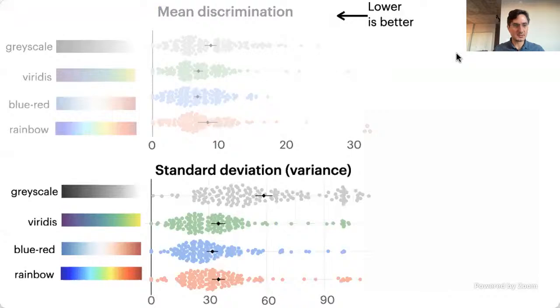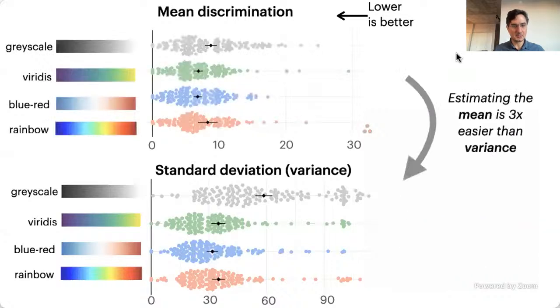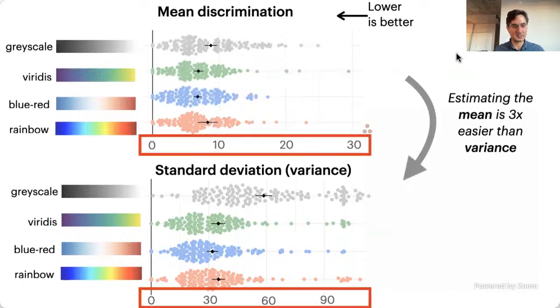If we look at the standard deviation, on the other hand, we see a more pronounced difference here. And here again, grayscale is the least effective, and instead we get better estimation with a multi-hue or a diverging or even a rainbow scale. The most pronounced effect that we see in this study is that it's much easier to estimate the mean than it is to estimate the variance, and particularly that you need about 3 times the amount of signal to estimate variance at similar accuracy levels.